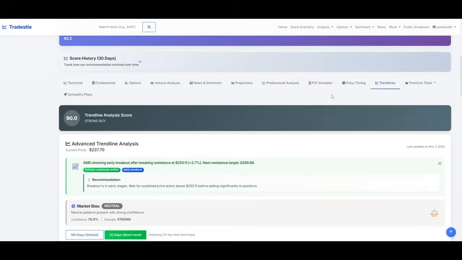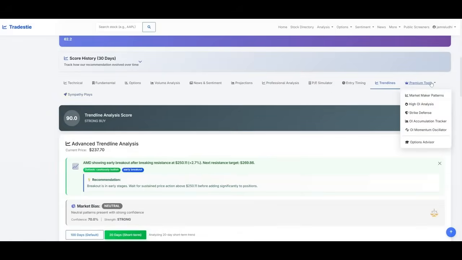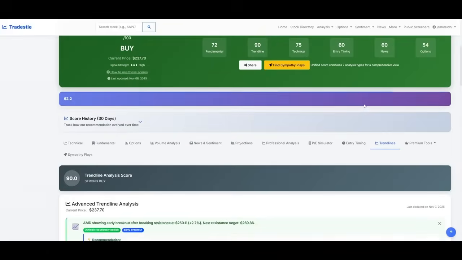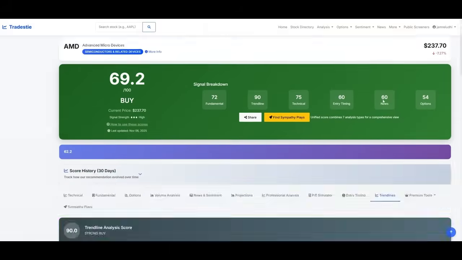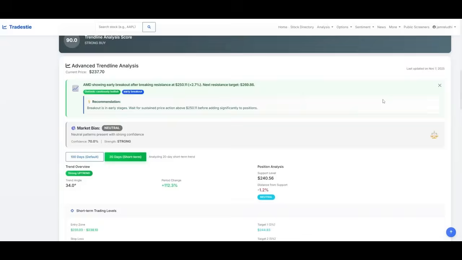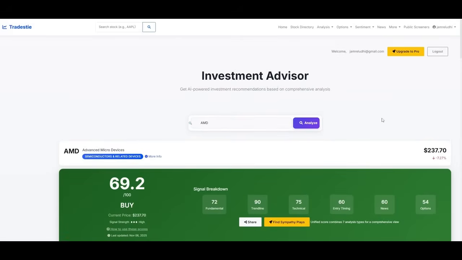The next one is, there are some other tools for every stock which you can play around with, such as high option interest analysis, strike defense analysis, options interest accumulation tracker, options interest momentum oscillators, options advisor. I'll make a video on all these different tools subsequently, but for today I just wanted to quickly go through and show you the investment advisor and how you can use it.